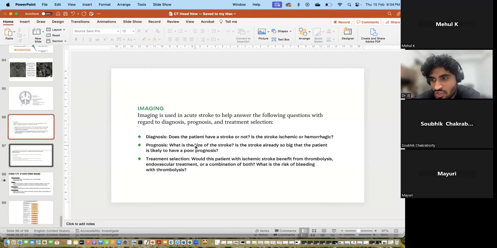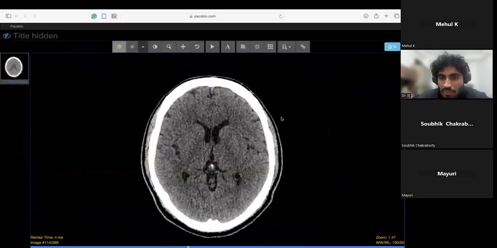Usually we use the NIHSS score, which is a clinical one, to categorize or stratify the stroke into mild, moderate, severe. So based on the scoring, we stratify the acute ischemic stroke. Again, based on the imaging also, we can stratify the stroke. That is the ASPECT score, where we use ganglionic and also supraganglionic levels.